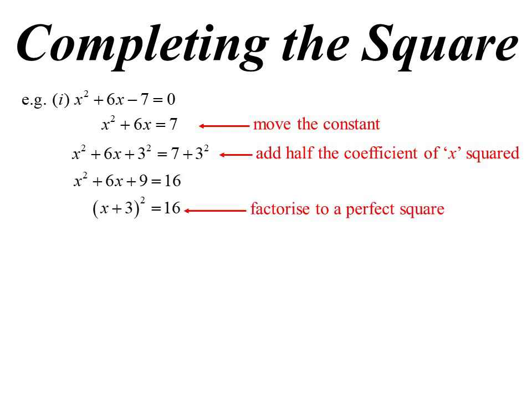So we factorise it, x plus 3 all squared. If something squared equals a number, we know it's plus or minus its square root. So plus or minus 4. I can move the 3 over, it becomes negative 3, and there's my two answers. Negative 3 plus 4, negative 3 minus 4. That is the idea of completing the square, and is in fact where the quadratic formula comes from.